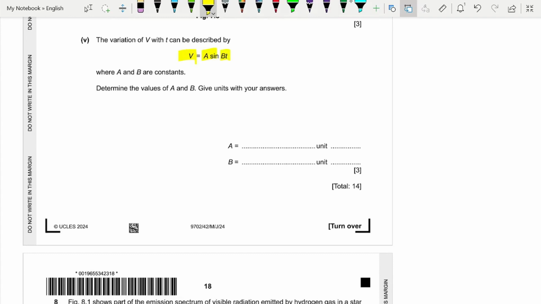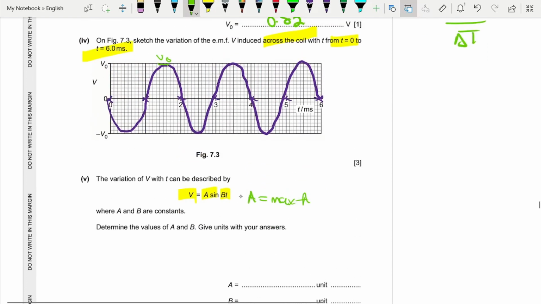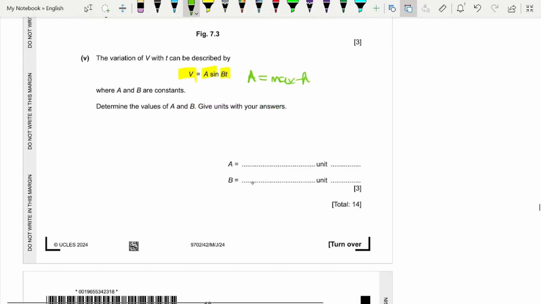Determine the values of A and the values of B. So I know A is my maximum amplitude because it's a graph of sine, with an amplitude of V naught. It has a certain stretch factor that has caused it to be elongated in the y-axis. So I can basically describe my stretch factor as V naught. So I can just say A is going to be equivalent to V naught, where I know V naught is 0.82, guys. So I can just have 0.82 in volts.